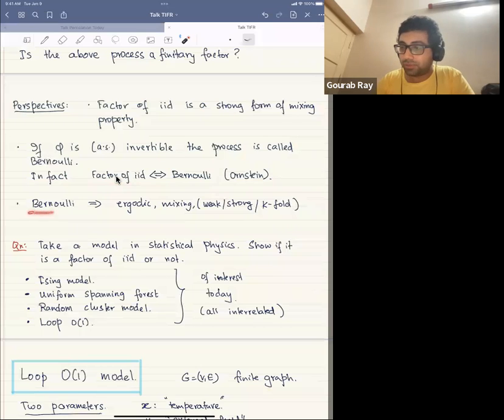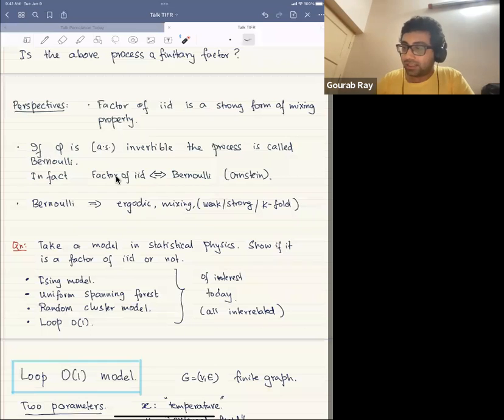And if a process is Bernoulli or a factor of IID, it's actually ergodic, and various forms of mixing conditions are also satisfied. So it's stronger than all these notions of mixing, which I'm not going to get into, but it's also weaker than certain things. So if a process is Bernoulli, that's something nice to have.